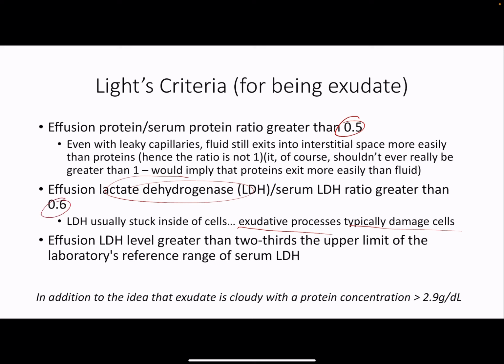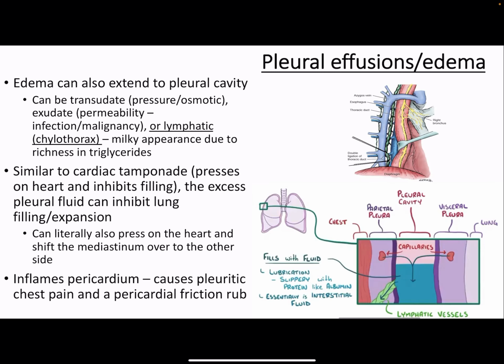An effusion to serum ratio greater than 0.6 is diagnostic, or an effusion value that is greater than 2/3 of the upper limit of the laboratory reference range. And again, you can also just see the exudate is cloudy and the protein concentration is large, greater than 2.9.